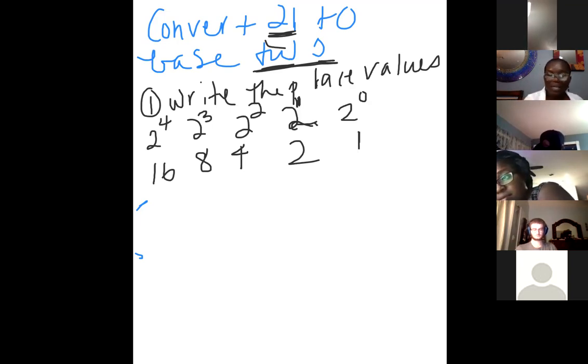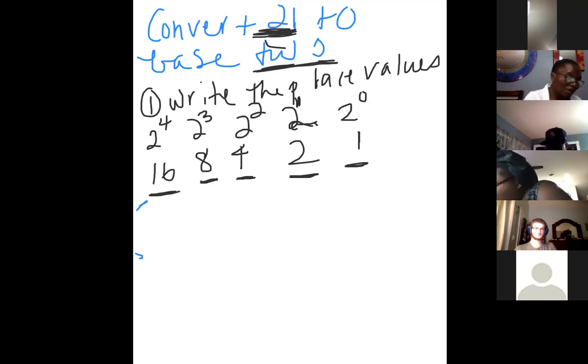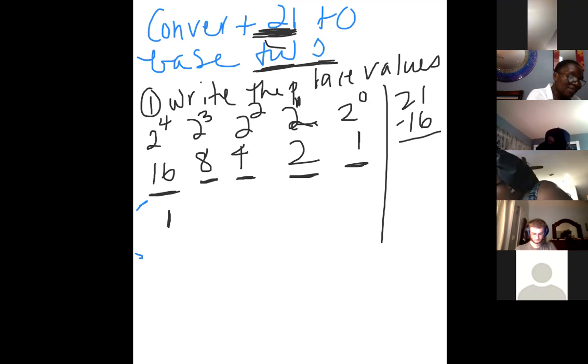So now, here's the next step. You've got the numbers 16, 8, 4, 2, and 1 to create the number 21. So we're going to use these digits right here to create the number 21. So how do we create the number 21? Well, we're going to start with the largest digit. In order to create the number 21, we're going to need 1 16. So if you have 21 and you subtract 16 from it, that leaves you with 5. Are you guys okay with that?